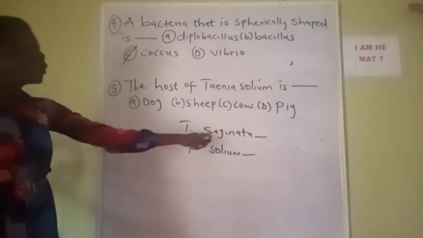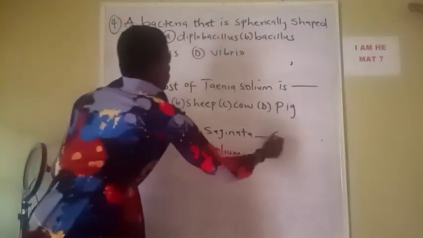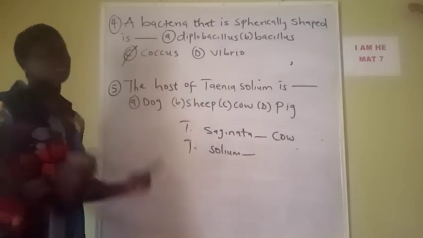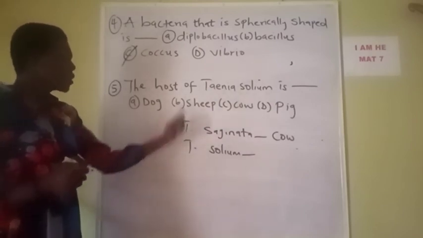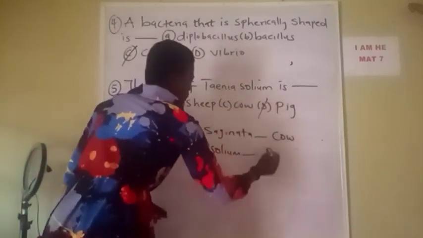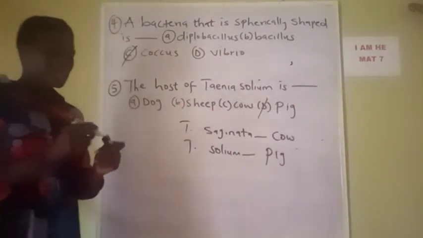Now the Taenia saginata is found in cow. So cow is a host of Taenia saginata, whereas the host of Taenia solium is the pig. Pig is the host of Taenia solium. So the answer automatically is the pig.